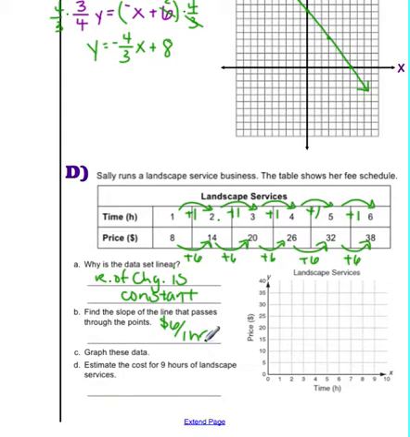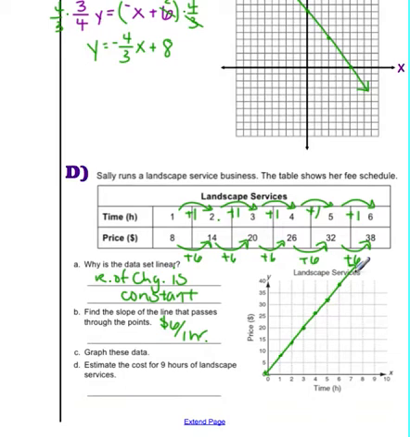Now we need to graph this data. So if we look here, we have 1, 8. We have 2, 14. 3, 20. 4, 26. 5, 32. And 6, 38. And then we can go ahead and draw in our linear path, which, as you can see, crosses just before the 0.